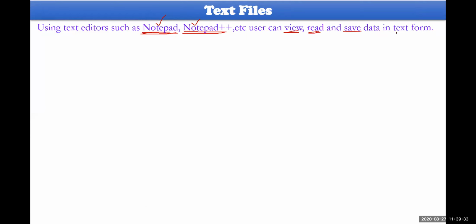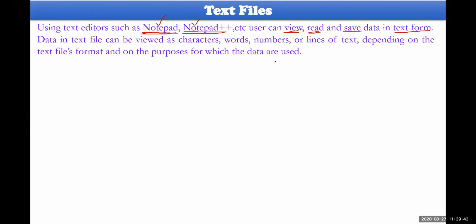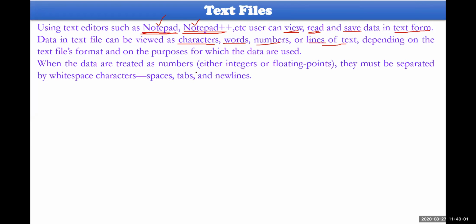Okay, it must be only in text form, in the sense string form. It is always in string form. You need to remember that particular point in your mind. Okay, then as I said just before, the text might be in characters, or in words, or numbers, or lines of text, whatever it may be. But this must always be taken into consideration as string form only. If you are trying to specify the value as a number, it is either an integer or a floating point. They must be separated by white space characters such as a single space or tabs or new lines.